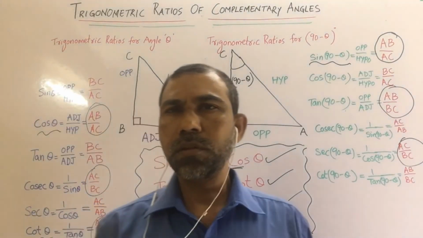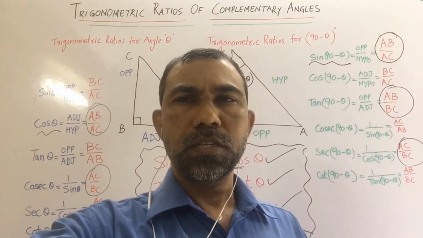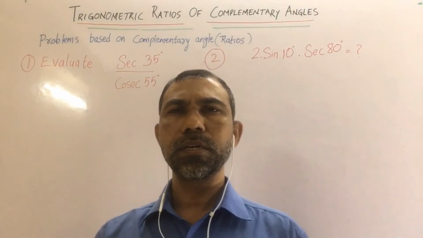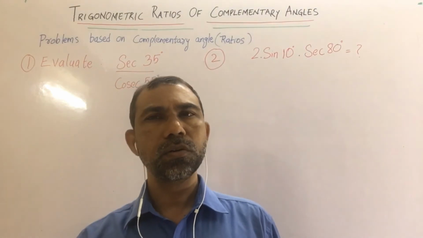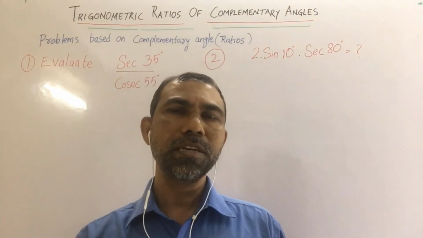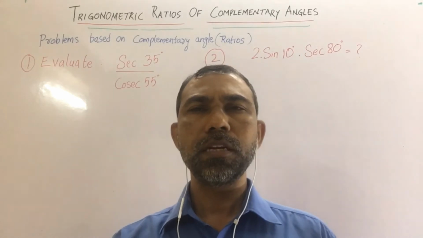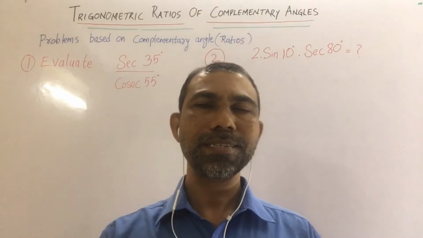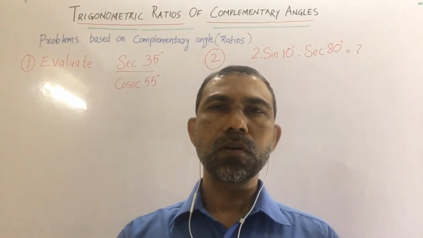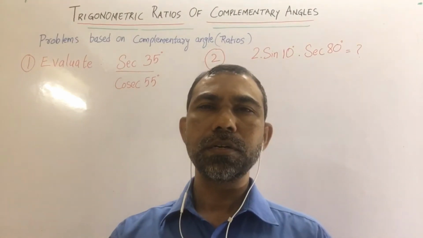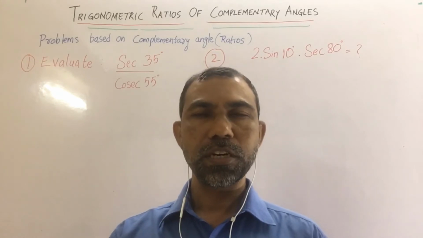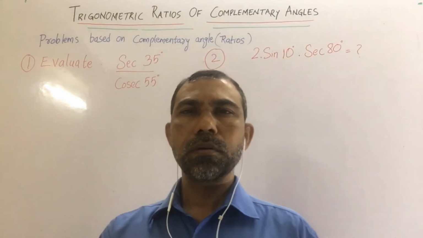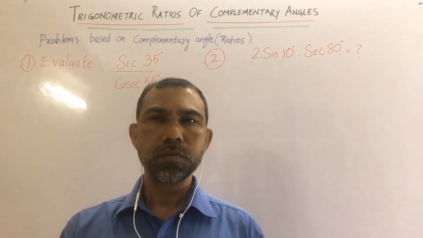So, we will solve some problems related to these trigonometric functions. So far we have learnt that sin(90 minus theta) is cos theta, and cos(90 minus theta) is sin theta. Similarly, sec(90 minus theta) is cosec theta, and cosec(90 minus theta) is sec theta. At the same time, cot(90 minus theta) is tan theta, and tan(90 minus theta) is cot theta. So, let us use these rules to solve some problems.